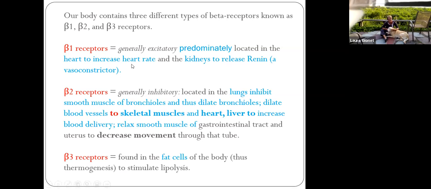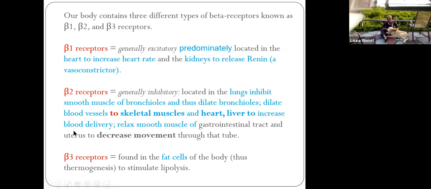That's why we have beta blockers when we want to slow down heart rate as a method of decreasing blood pressure. And it'll block renin so that we stop vasoconstricting and increasing blood pressure. And then beta-2 receptors are inhibitory, and inhibit the smooth muscles of the bronchioles, thus dilating them and letting more air into the lungs, and dilating blood vessels to skeletal muscles in the heart, because that's where it's needed.